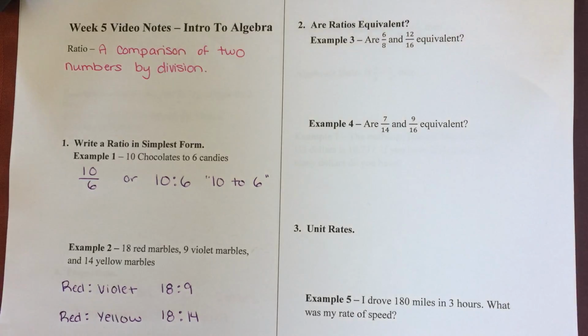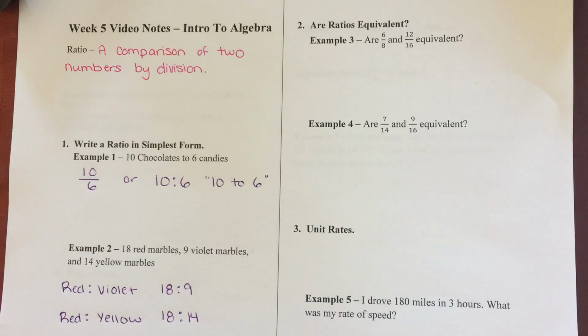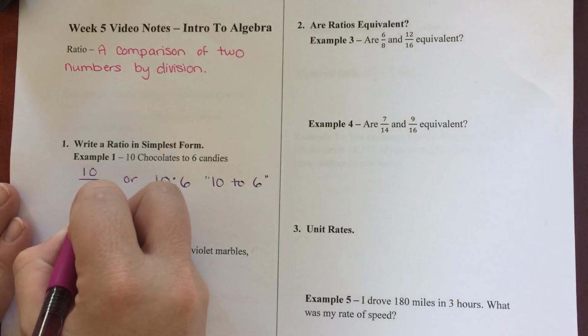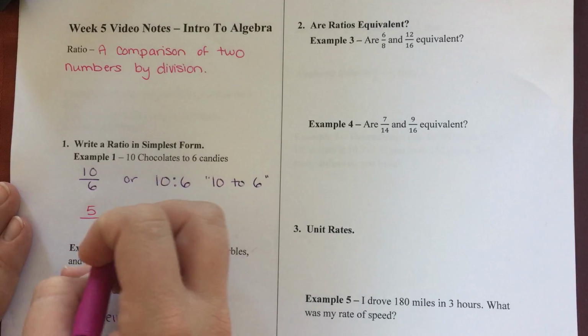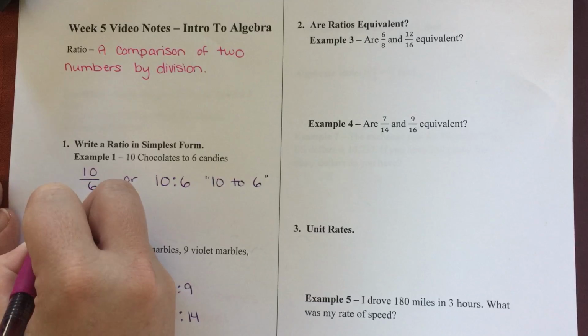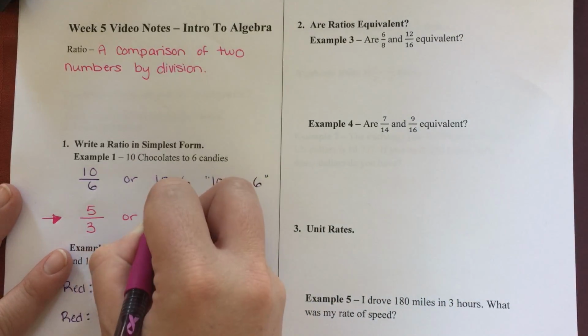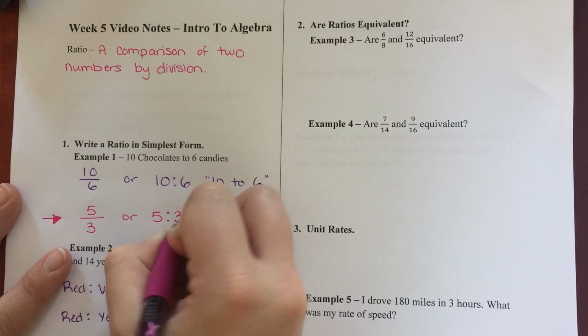However, neither of these examples yet are in simplest form. What I mean by simplest form is we need to pull out any common factors and simplify these. Both 10 and 6 in example 1 are even numbers, meaning if I needed to go through and simplify them, I could divide each of them by 2. 10 divided by 2 is 5, and 6 divided by 2 is 3. So in simplest form, I would have 5 over 3, or 5 to 3.